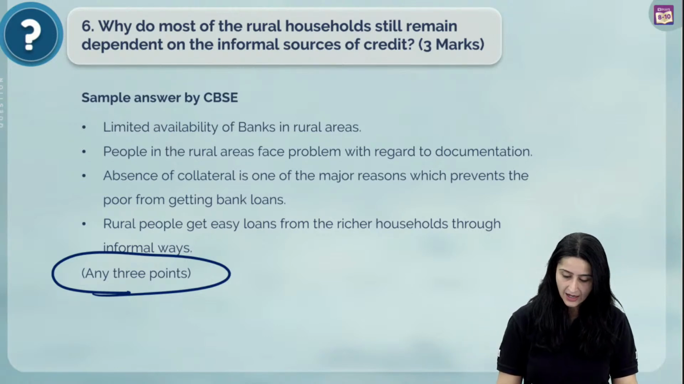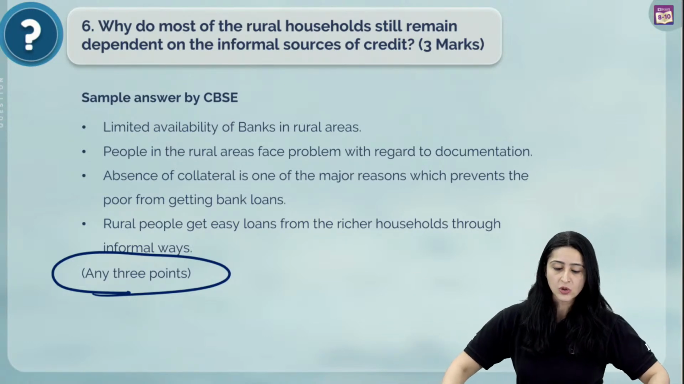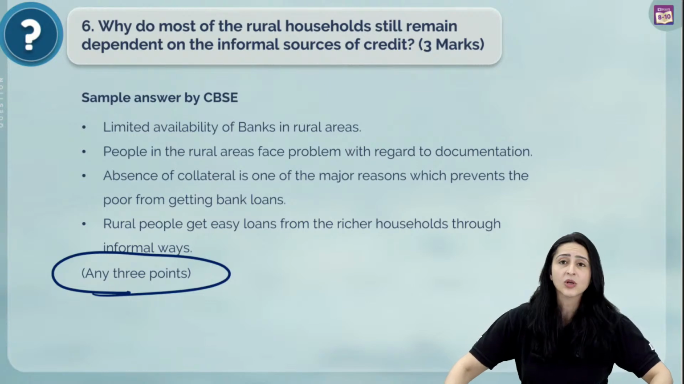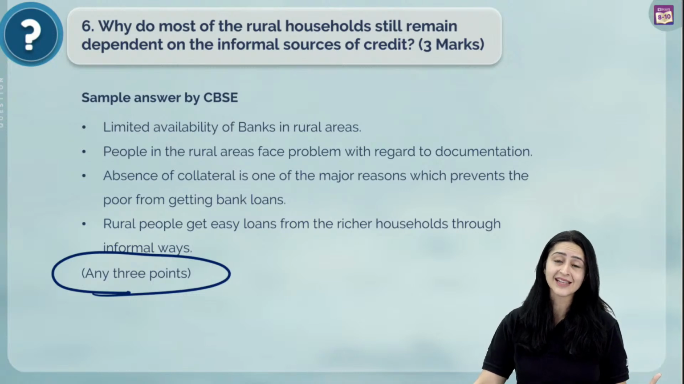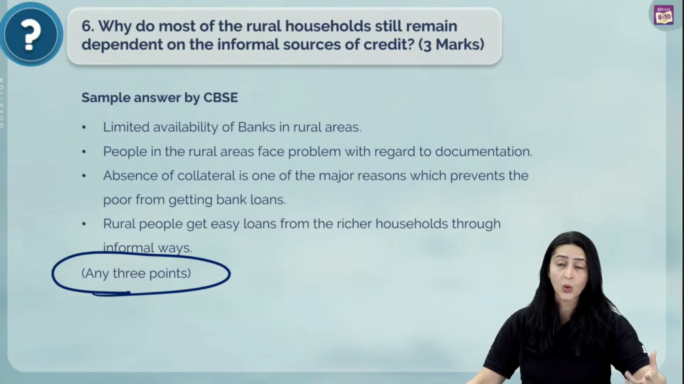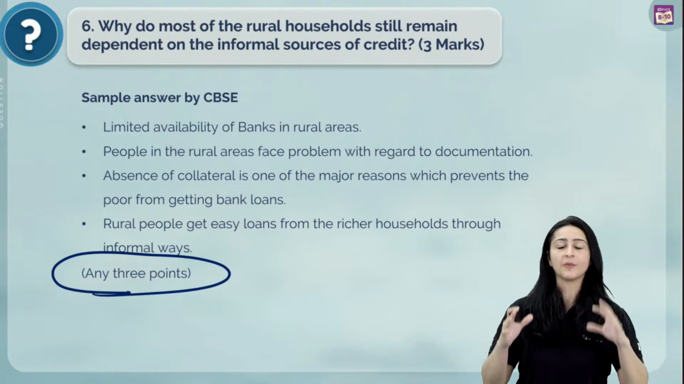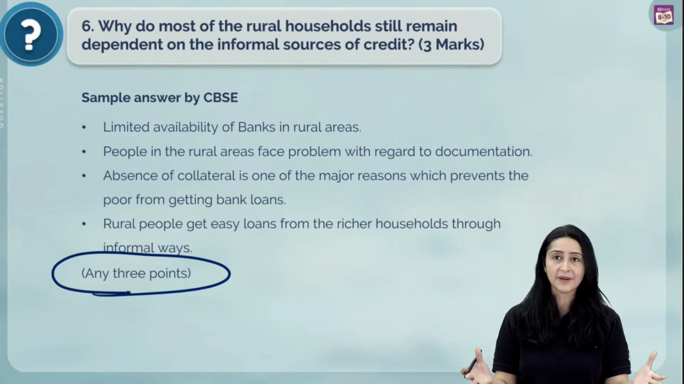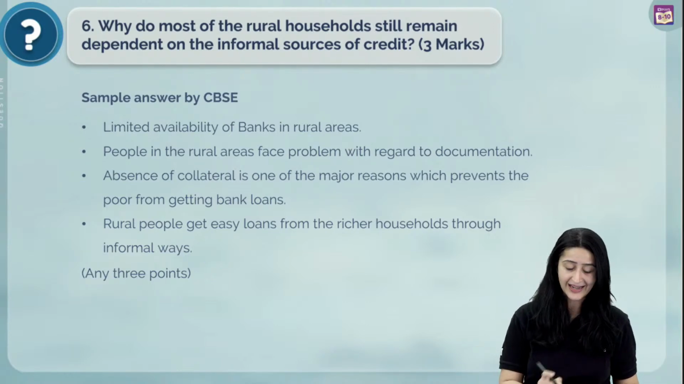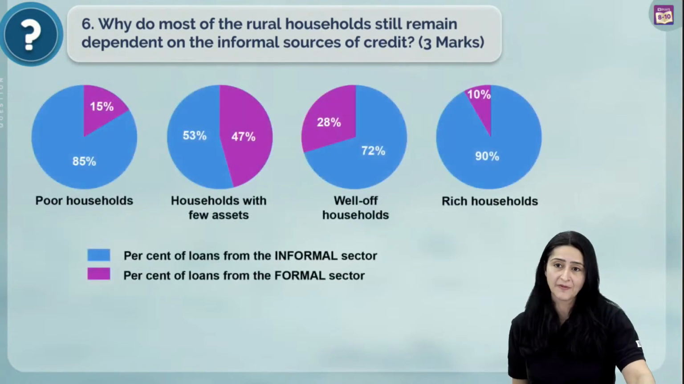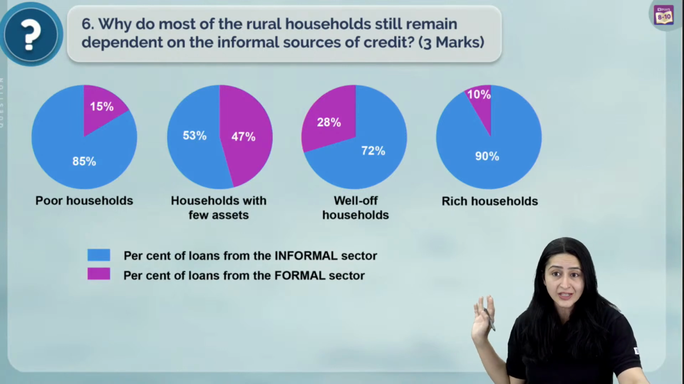Okay. Let us understand this question, why do most of the rural households still remain dependent on the informal sources of credit? We know that the formal sector of credit is definitely a better sector to go to in case we want to take a loan, because as we discussed, we have the supervising authority, namely the RBI. So why are people still going to the informal sources of credit? One thing that you will find very helpful over here is this graph. You have this graph even in your textbook.